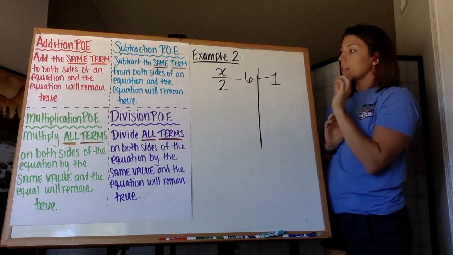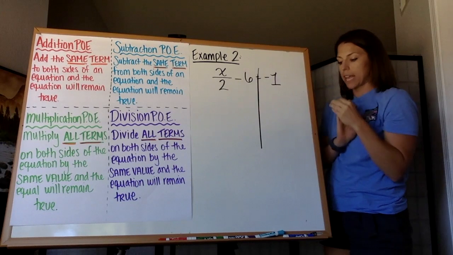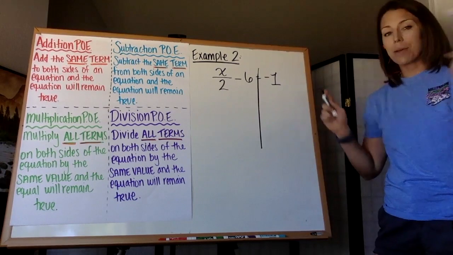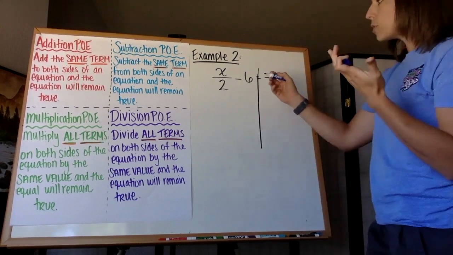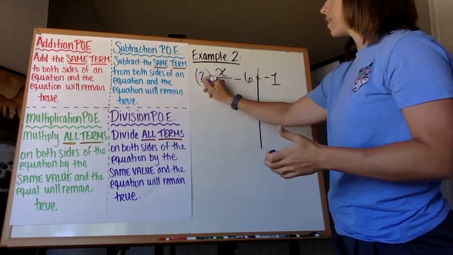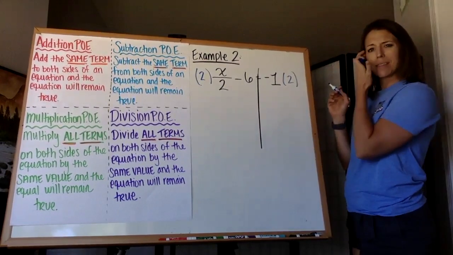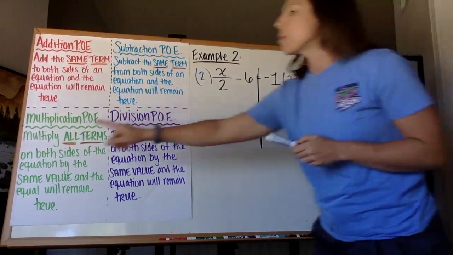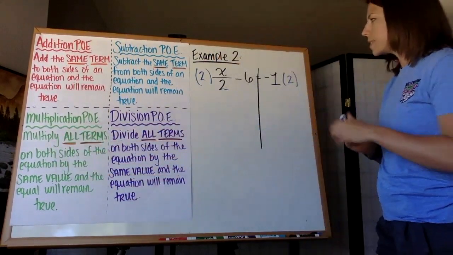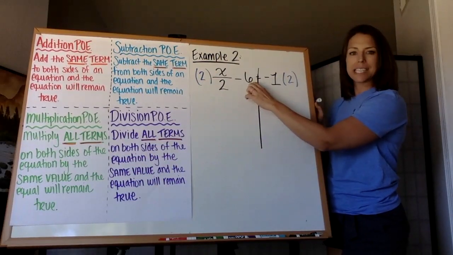Now here's the thing. A lot of us are really uncomfortable with that fraction bar. It makes us really uncomfortable. We don't like it, so we oftentimes choose to get rid of it first. But here's the thing. If I choose to multiply, because it is division, so to make a big one I have to multiply, can I just multiply on both sides like this? Well, let's look at the multiplication property of equality. It says multiply all terms on both sides of the equation by the same value. Did I multiply everything? No, I forgot to multiply 6 by 2.